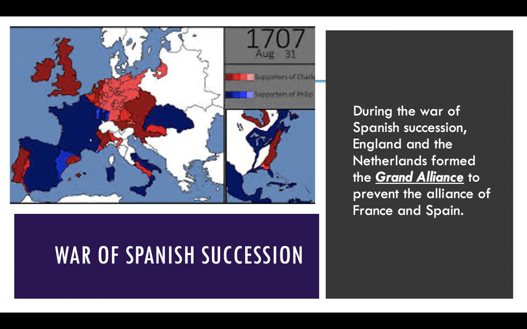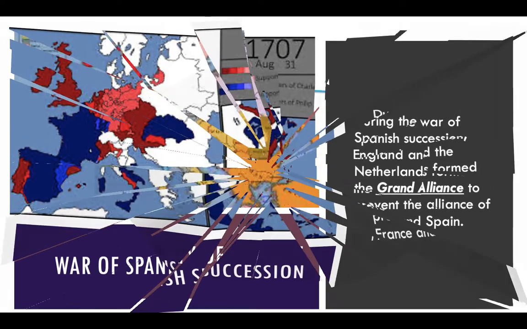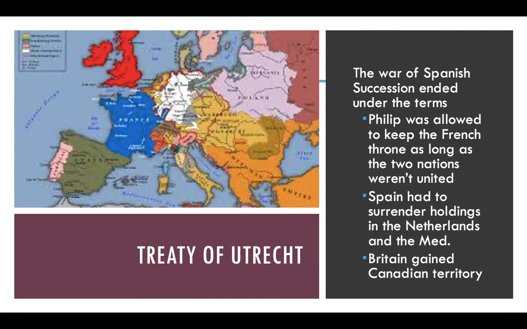The second thing is Spain had to surrender all of her possessions in the Netherlands and in the Mediterranean Sea to Austria. Now, you can look at this map and you can see where the Mediterranean Sea is. The Netherlands are up here, right up north, just underneath Denmark. And so Spain had to surrender some of those holdings. And then finally, Britain won various Canadian territories. Because remember, at this time, Britain didn't have control of Canada. And so one of the things is they gained some Canadian territories.